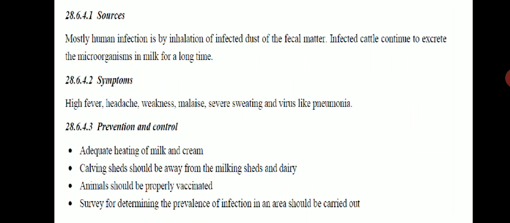Then prevention and control. How to prevent Q fever? Adequate heating of milk and cream. Calving sheds should be away from milking sheds and dairy. Animals should be properly vaccinated, which is one of the important factors in controlling this disease. A survey for determining the prevalence of infection in an area should be carried out. So these are the basic details regarding Q fever.